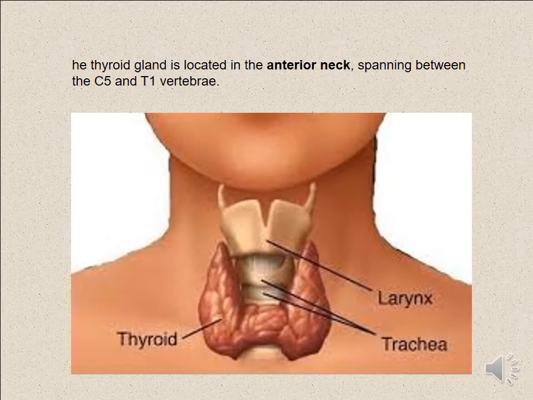The thyroid gland is located in the anterior neck, spanning between the cervical 5 and thoracic 1 vertebrae. إذا location of the thyroid gland هي تكون بالneck ما بين ال 5 cervical vertebrae to the first thoracic vertebrae. That is its location and anterior to the trachea.